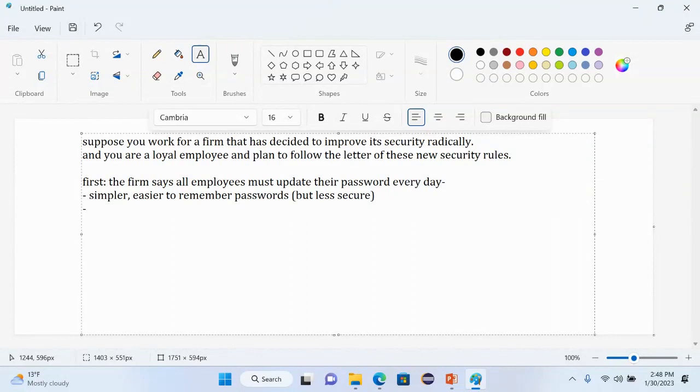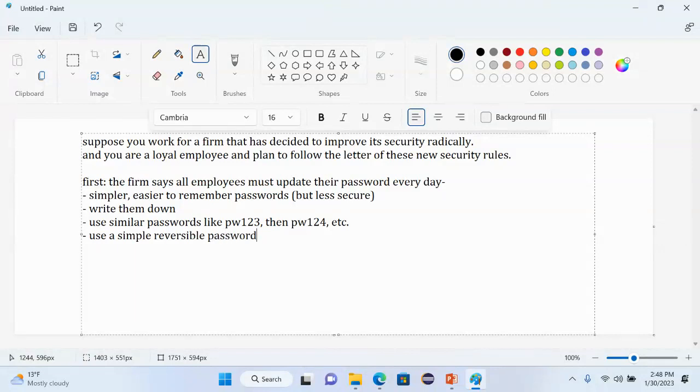Yeah. Make a note of one every day. Sure. Write them down. Right? If you write them down, that's a big security risk. What else? Yeah, use similar passwords, right? Like PW123, then PW124, etc. The last thing they might do is use a simple reversible password for even and odd days, right? If it's an even day, you use the password forward. On the odd day, you switch it back to the reverse, and you keep doing that. Okay, so stuff like that.